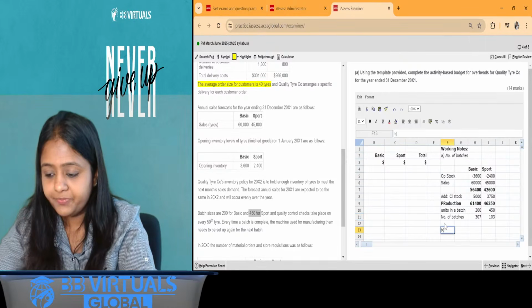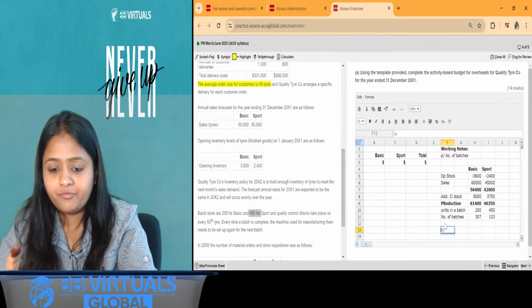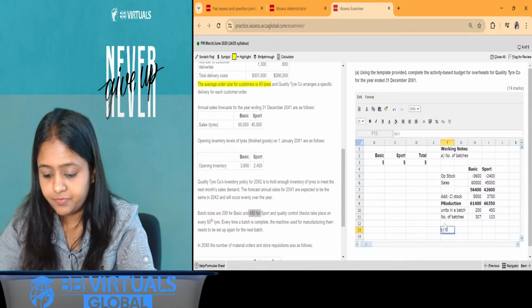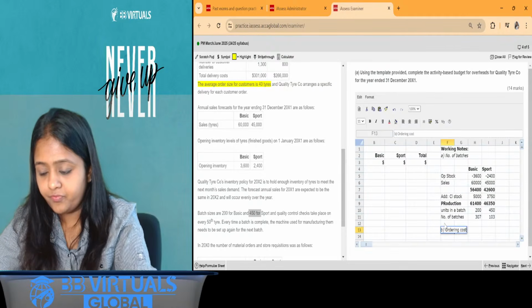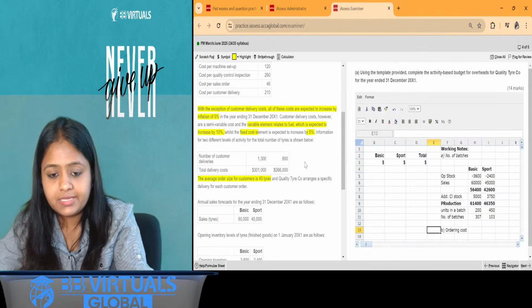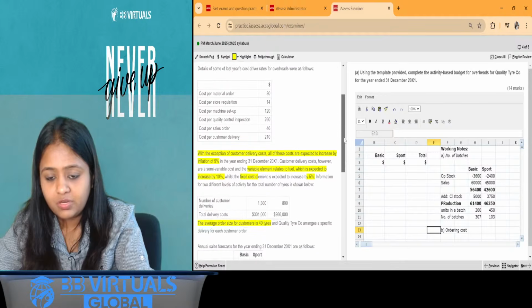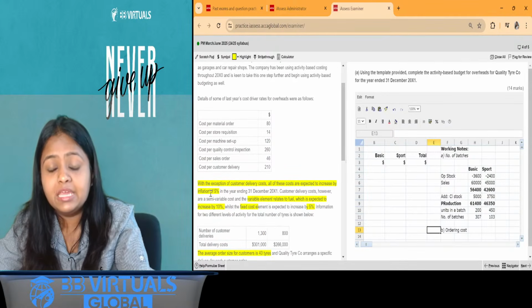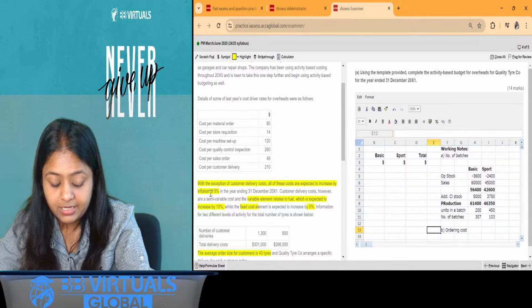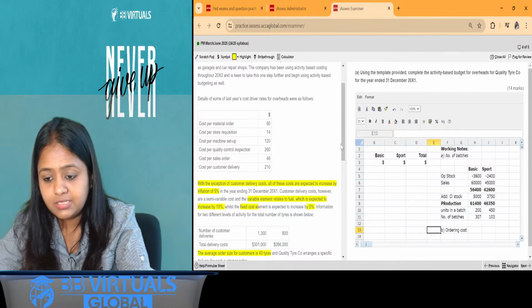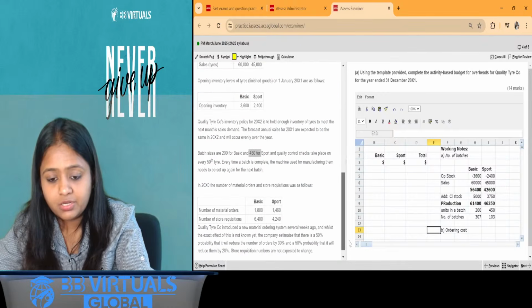Now we are doing the working one by one for every head. So first I'm doing it for ordering cost. Now, what is given about ordering cost? First, the cost will increase, right? So whatever the cost is, it is going to increase. Like cost per order is 80, but we know that by inflation it will increase by 5%, right?